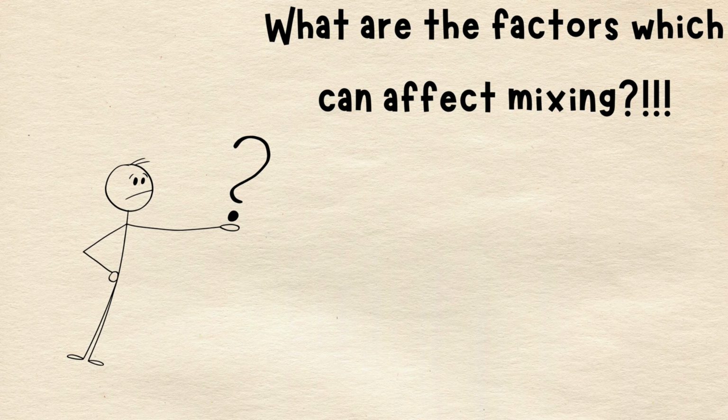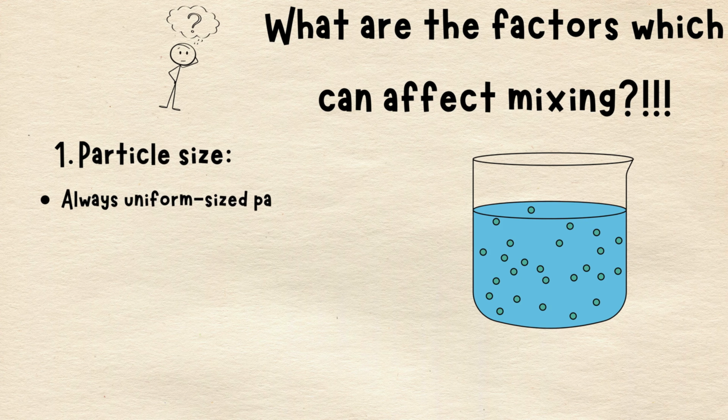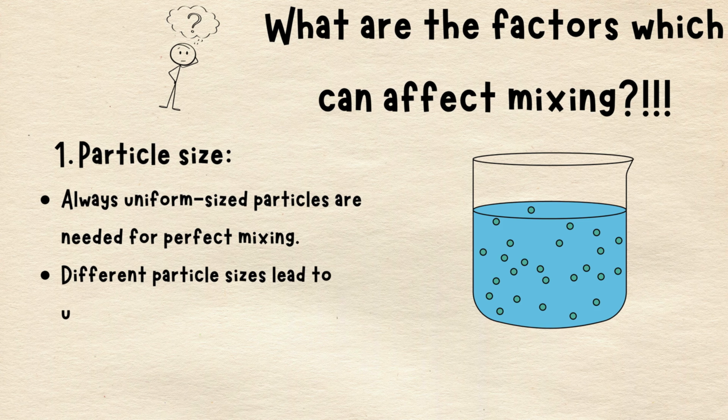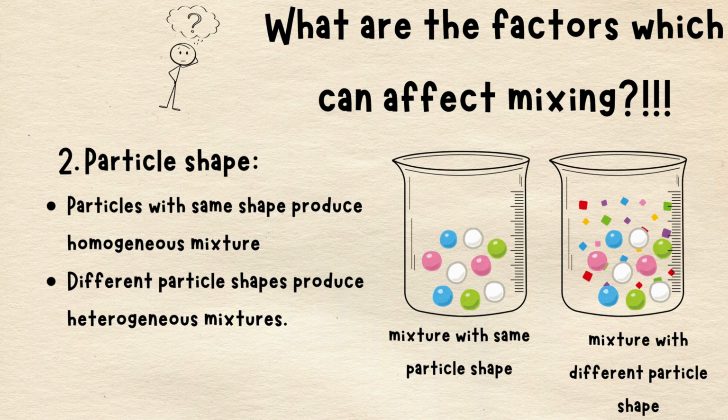Do you know the factors which can affect mixing? Number 1 is particle size. Always uniform-sized particles are needed for perfect mixing. Different particle sizes lead to non-uniform mixing. Next one is particle shape. Particles with the same shape produce homogeneous mixtures and different particle shapes produce heterogeneous mixtures.